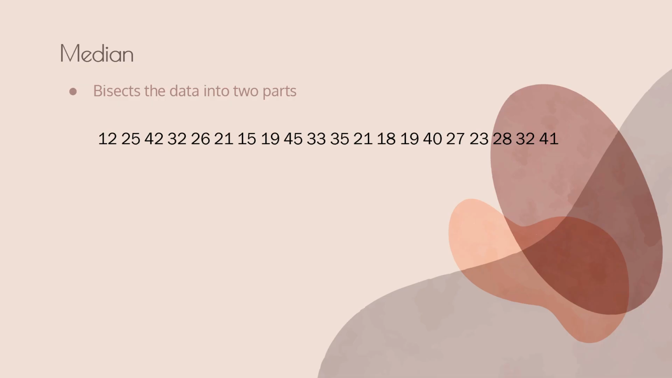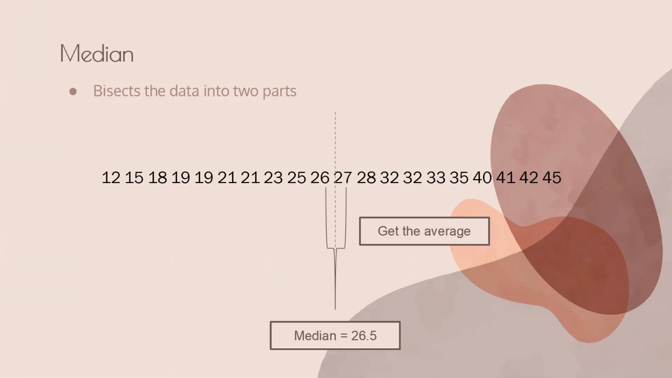Okay, next we have the median. So the median bisects the data into two parts, and the most important part of computing for the median is, of course, arranging our observations from smallest to highest or highest to smallest. It really doesn't matter if you're going from lowest to highest or the other way around, as long as it's arranged in order. And when you do that, you simply take the center observations and you get the average.